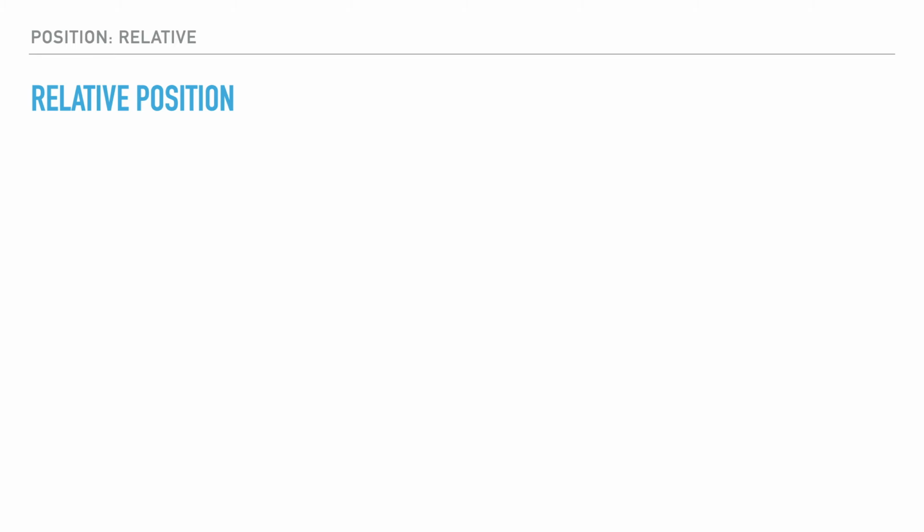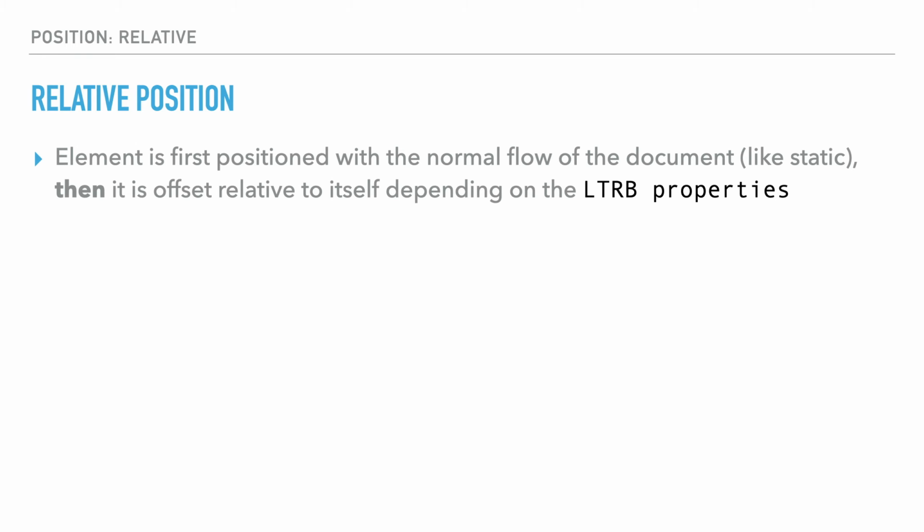So the relative position, just like the static position we just saw, is first positioned within the normal flow of the document, but then it is offset relative to itself depending on the left, top, right, bottom properties that you assign onto the element. As an example, let's pretend we have three divs again, with the middle div, the green one, with position relative. Now let's say we gave it a left property of 10 pixels and a top property of 10 pixels.